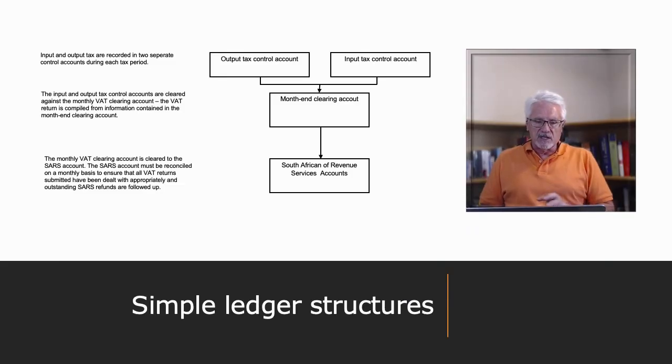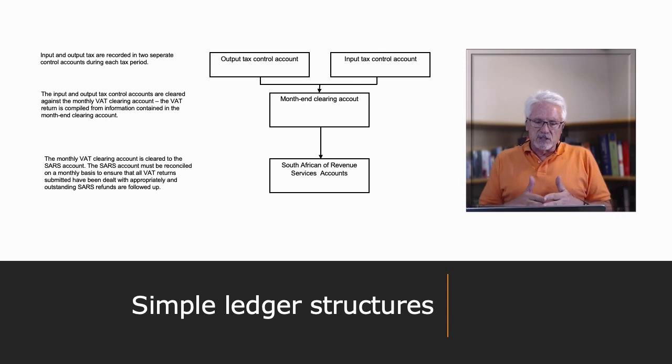Now that is a very simple structure. You've got an output tax control account and an input tax control account. Output tax goes to output, input goes to input. You don't distinguish between capital and non-capital because the organization is just too small. When you do your VAT return, you'll analyze the information in the control account and you'll do that split and just keep record of what you have done.